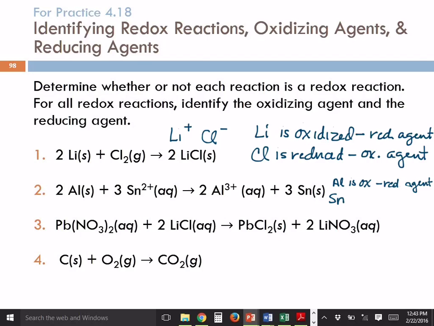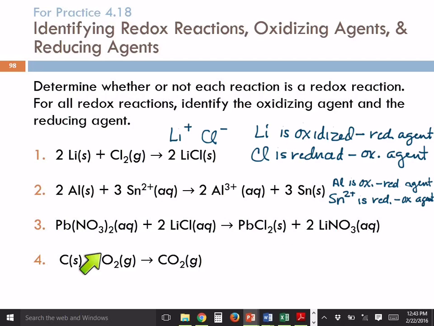The tin ion, tin 2, is gaining electrons to become a neutral atom. So the tin ion is reduced. Therefore, it's the oxidizing agent. Is that making any sense? The most important thing is getting the oxidation and reduction down. If the agent business is just too much for you, you'll be okay. That's not such a big deal.